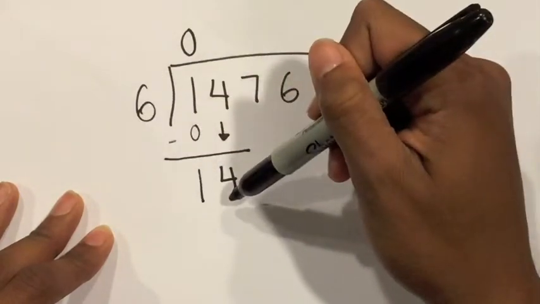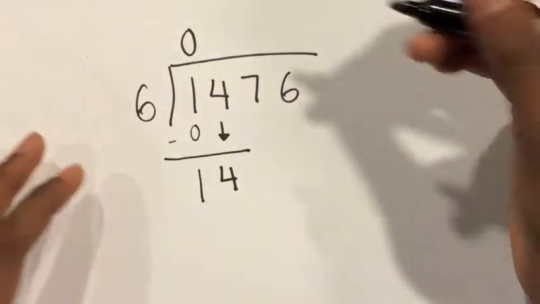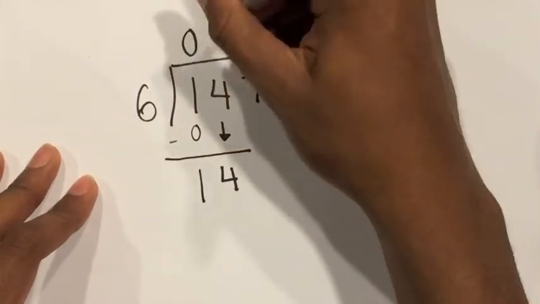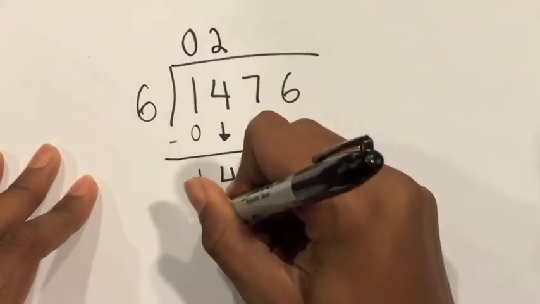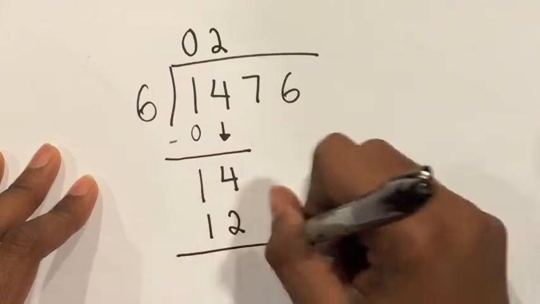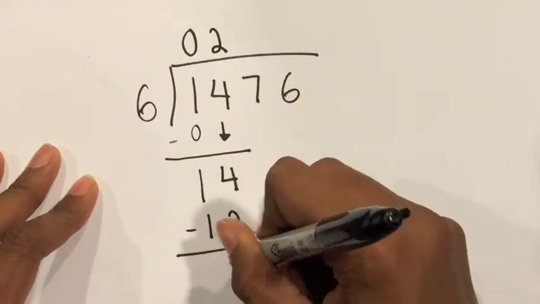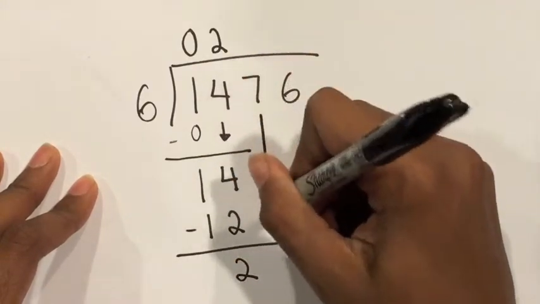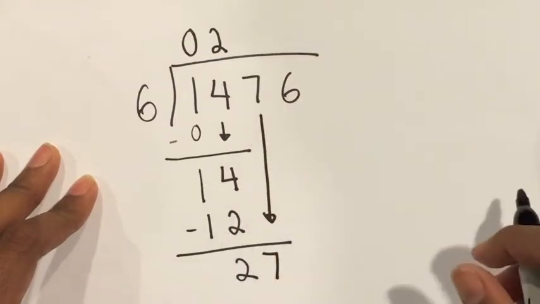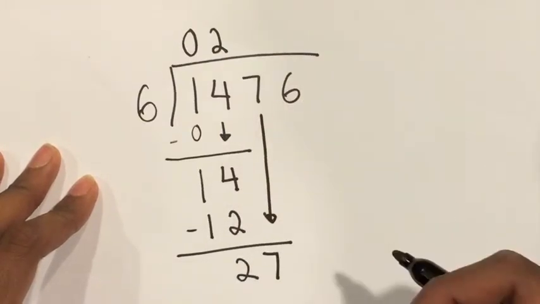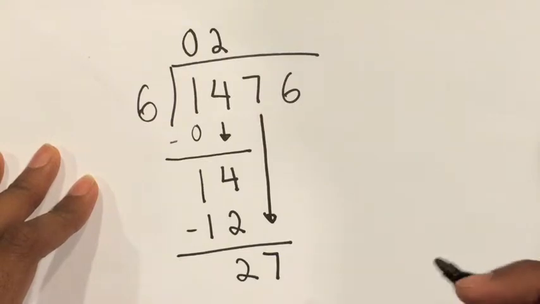So 6 goes into 14 2 times. Because 6 times 2 is 12. So you go 2, 12. Subtract. You get 2. Bring the 7 down. Now you have 27. And you essentially repeat this process over and over again until you finally get the answer.